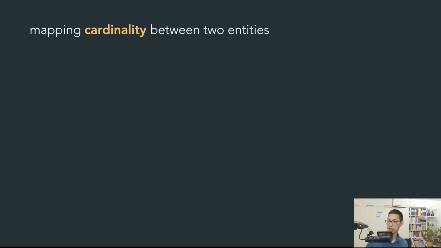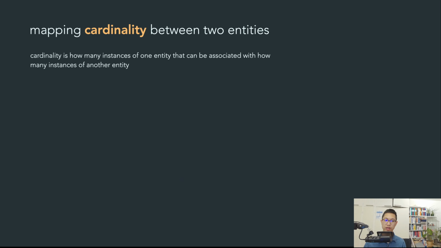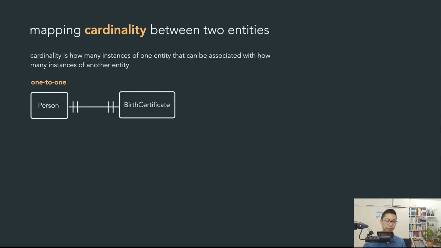So that was the cardinalities with one entity, but now you map the cardinalities between two entities, because you have a relationship between two entities, right? So cardinality is how many instances of one entity can be associated with how many instances of another entity. So for example here, a person has one and only one birth certificate. And a birth certificate is associated with one and only one person. So that must be a one-to-one relationship.